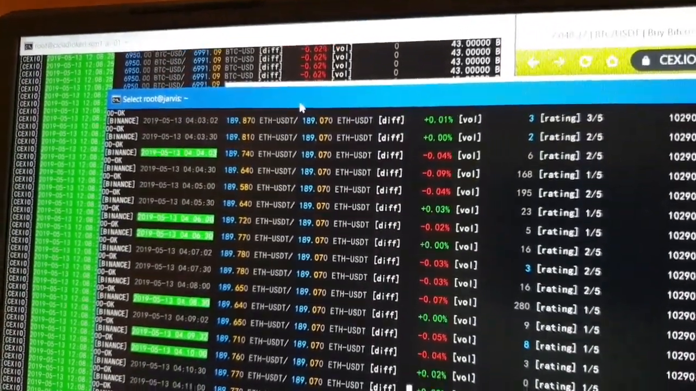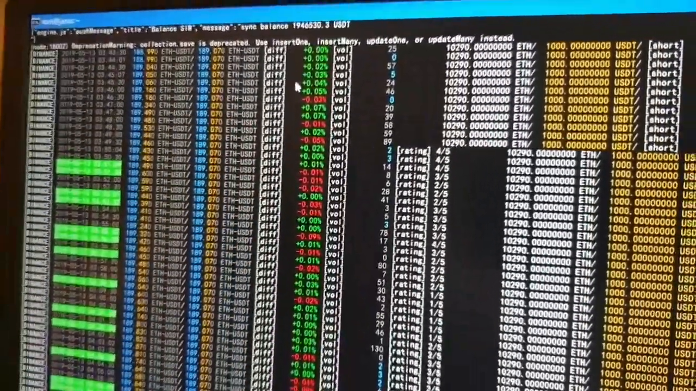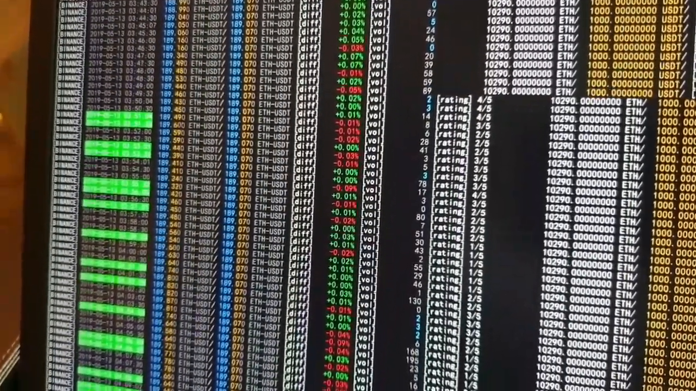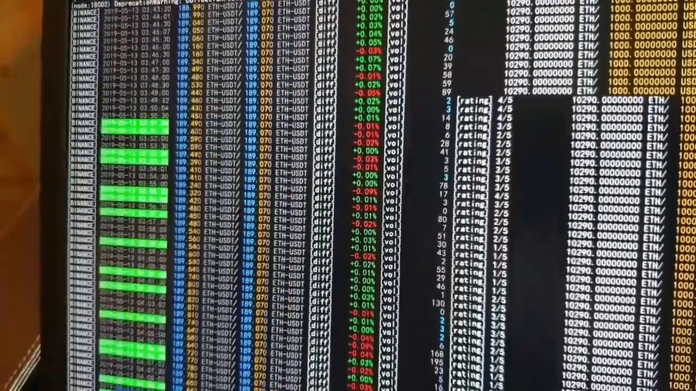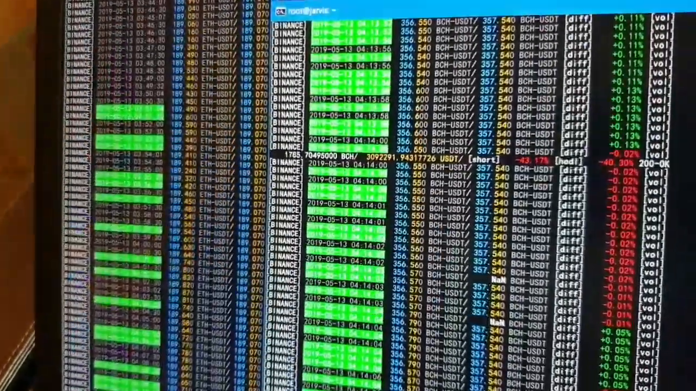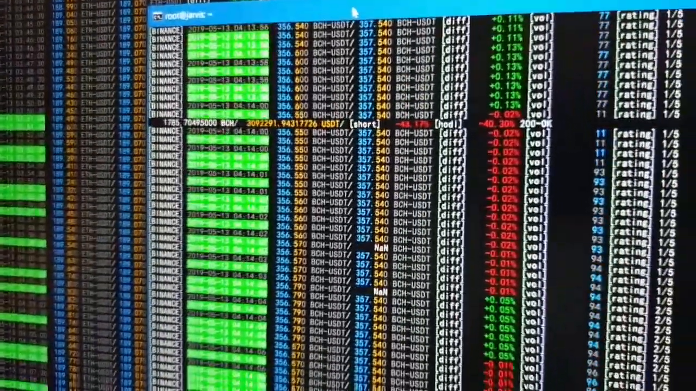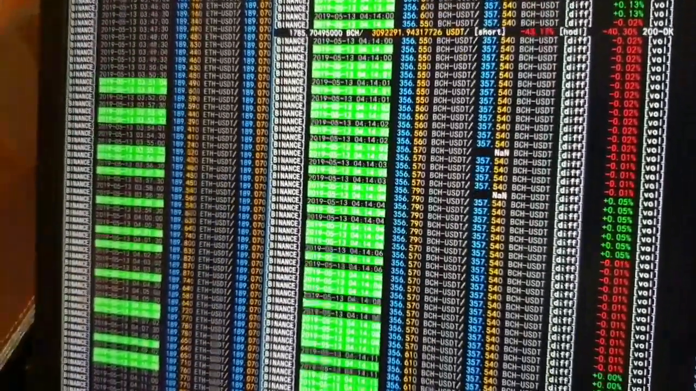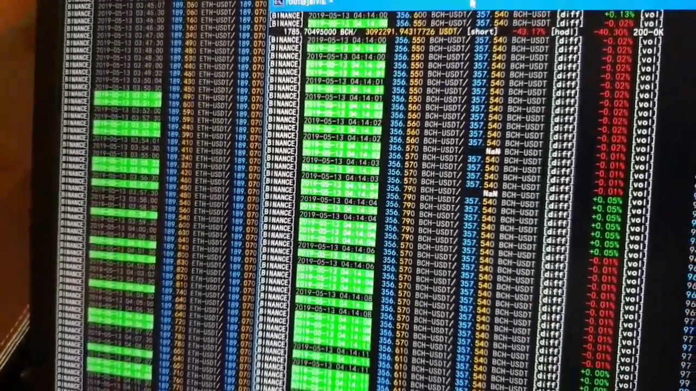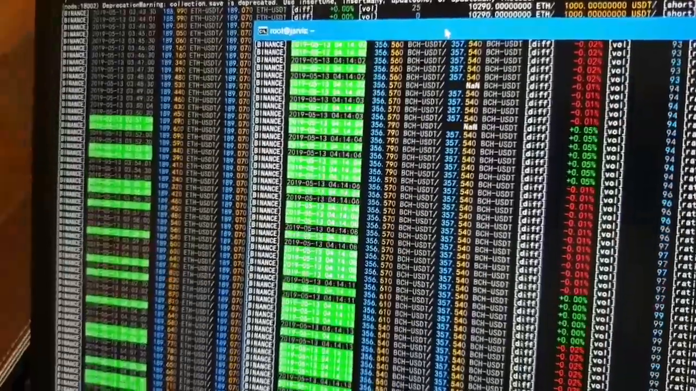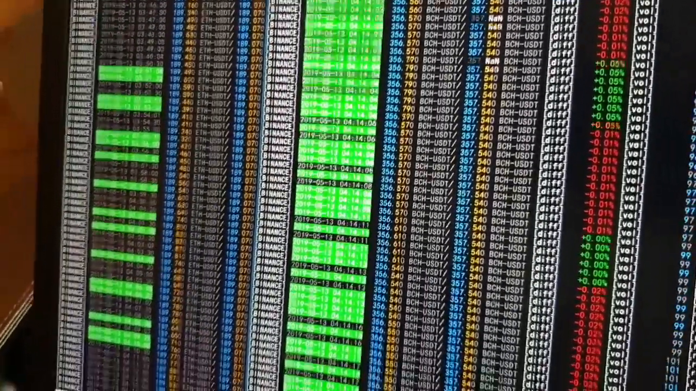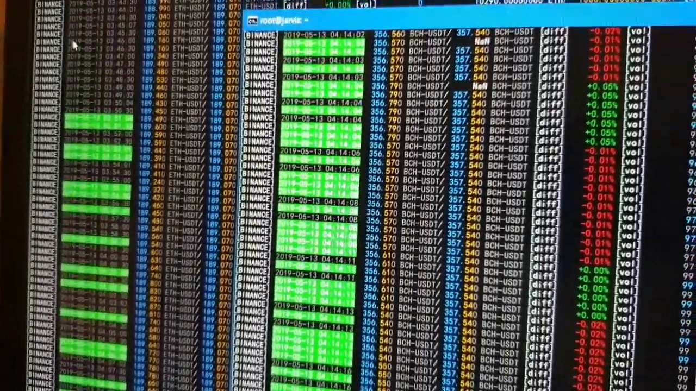Wow, this is so awesome. This is for the ETH USDT. All of this is analyzing, constantly analyzing all the time. This is Varoom. This Varoom actually spawns the Jarvis engine.